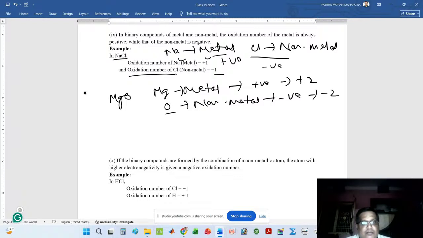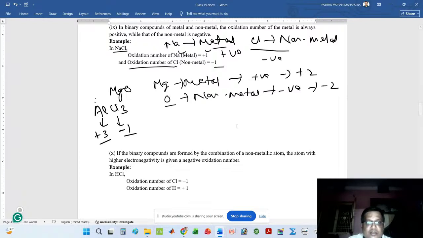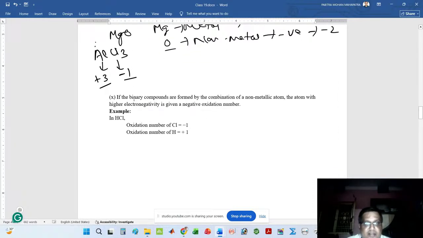You can think of another example also: AlCl3. Aluminum carries oxidation number +3, chlorine carries -1. Aluminum is a metal, so positive. Chlorine is a non-metal, so it is negative. If you look at a binary compound, that means two atoms are present. If the binary compound is formed by the combination of non-metallic atoms, the atom with the higher electronegativity is given a negative oxidation number.